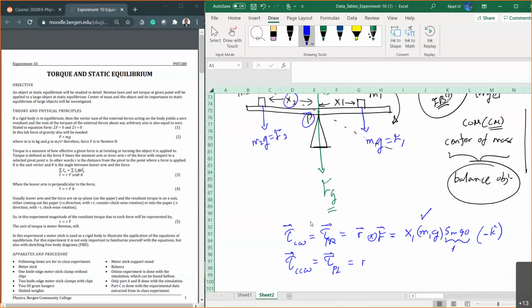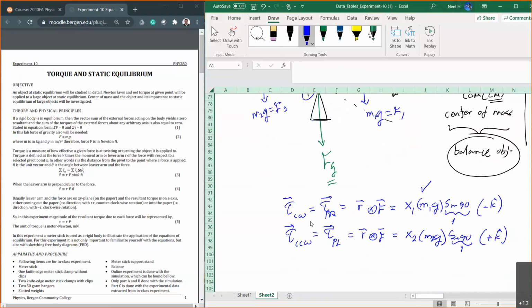So that is equal again to R cross F. R is x2, F is M2G, and the angle between them is 90 degrees, so sine 90 is 1. The direction of that rotation is positive k hat. So now I have two torques acting on the object, in the right-hand and left-hand directions.